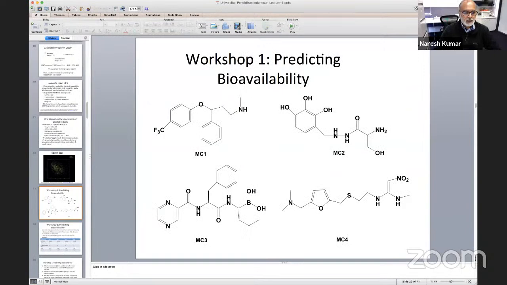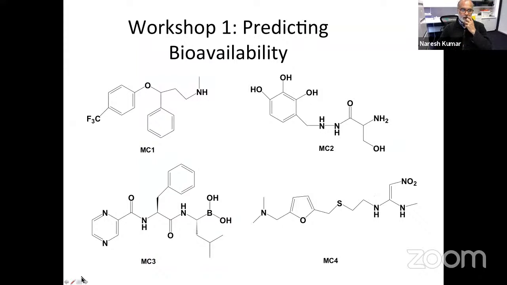Okay. So we got four structures over here. MC1, MC2, MC3, MC4, and we are trying to predict the bioavailability of these compounds. We're going to try the Lipinski's rules on these compounds and then try to predict what values we're looking for, and also whether those values would give us the answer in terms of predicting the bioavailability. So what we ask the students to do is to go ahead and calculate the C log P values of these compounds, calculate the molecular weight, calculate how many hydrogen bond donors there are, and how many hydrogen bond acceptors there are.